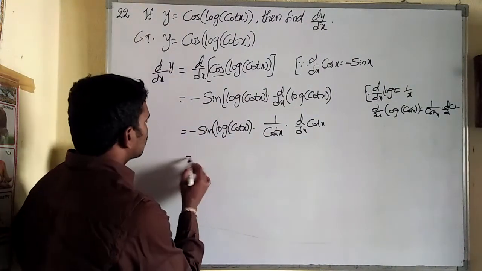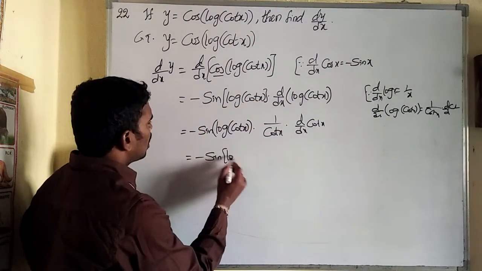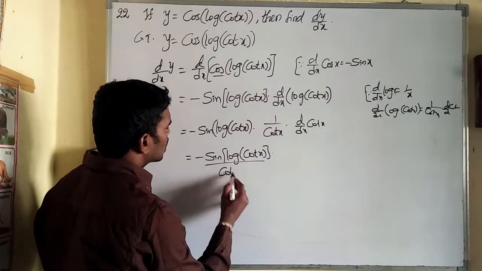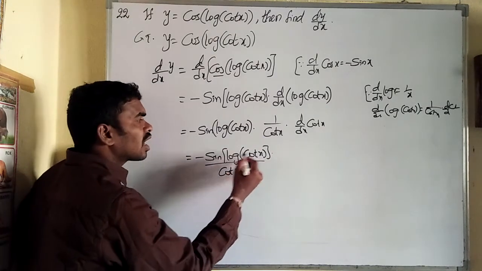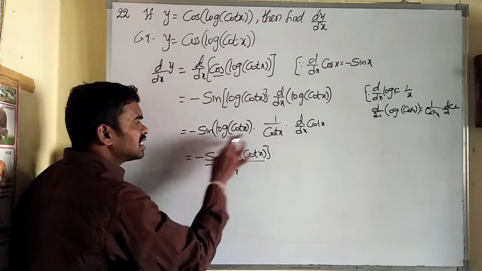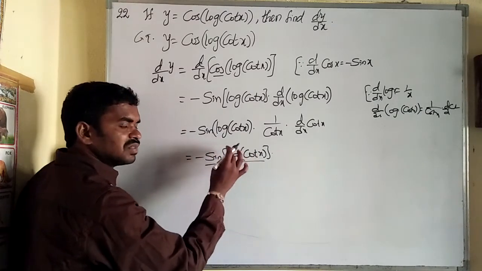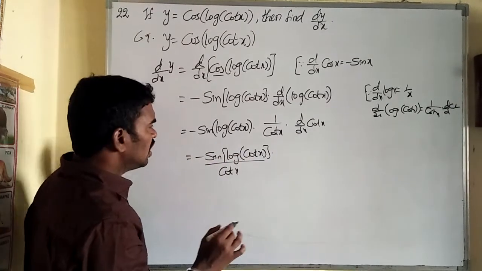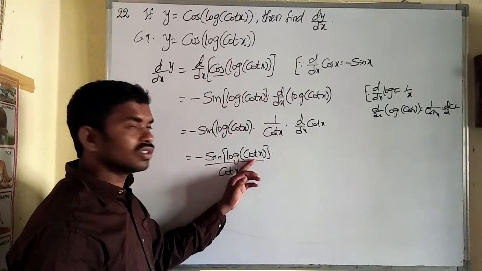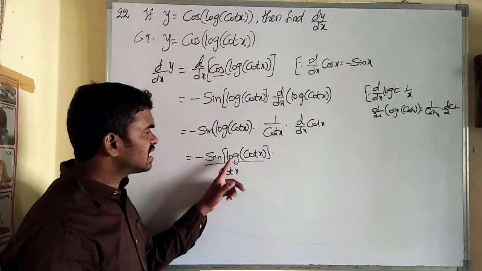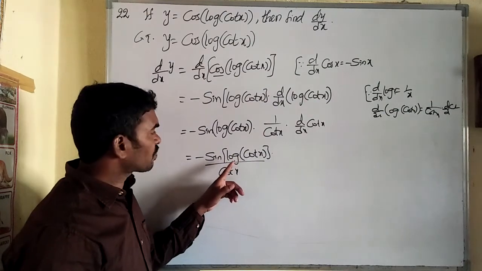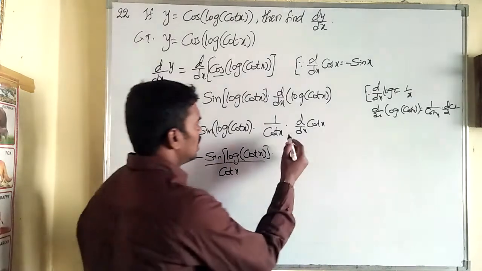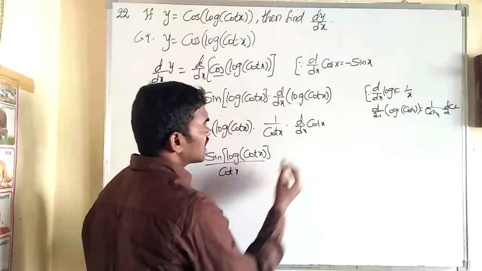Okay. So which is equal minus sine of log of cot x by cot x into d by dx of cot x, but don't cancel. There is a composition of these three functions, so the cot x outside is not cancelled with the cot inside. If it is sin x into log x into cot x by cot x, then we can cancel. But it is sine of log of cot x, like composition functions.